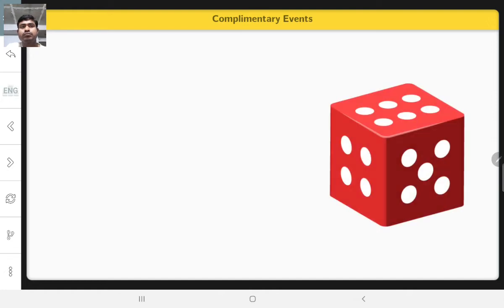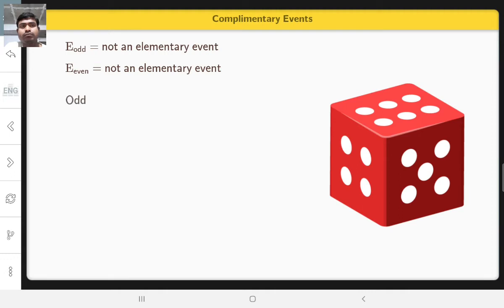If we roll a die, the event of getting an odd number is not an elementary event. Neither is the event of getting an even number. We know that a number can only be either odd or even. That is, odd and even numbers cover all possible outcomes. Thus, the sum of probabilities of both the events is 1.